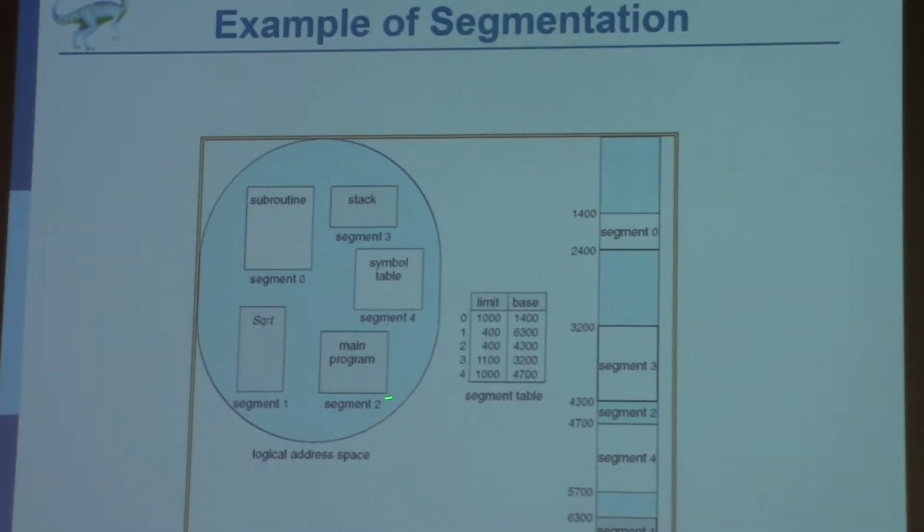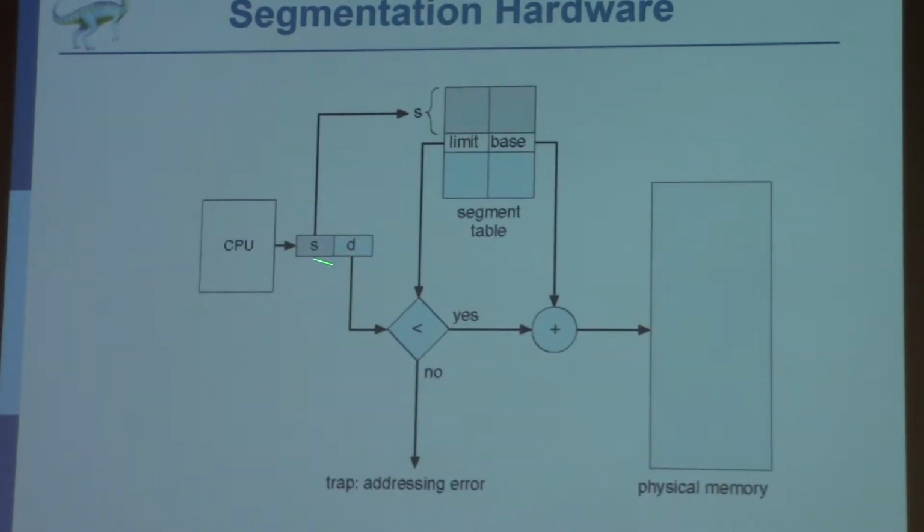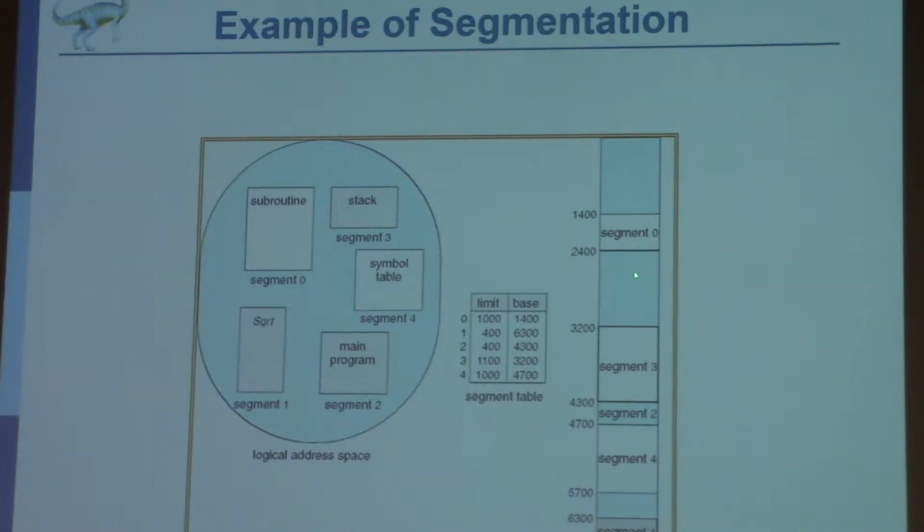Then check the segment number 0, 1, 2. The base of segment 2 is 4,300, and the limit, the length, is 400. Then it passes through the testing. If that is okay, then that will be 4,300 here and 400. This is okay. So you can finally access the specific instruction specified by the program counter.